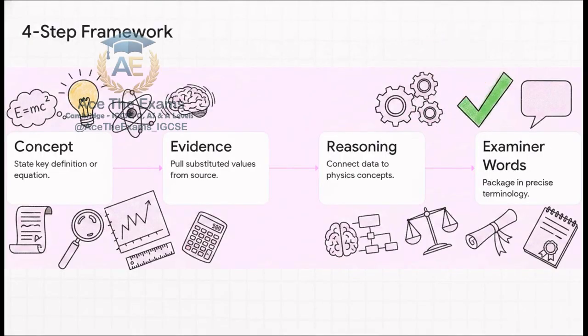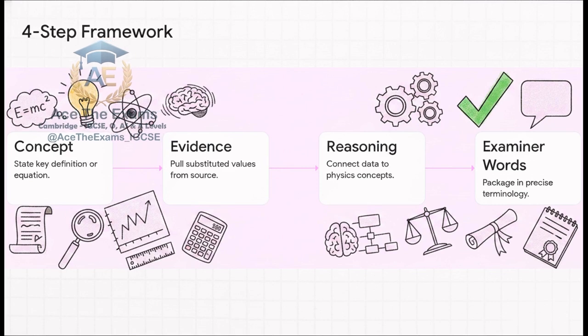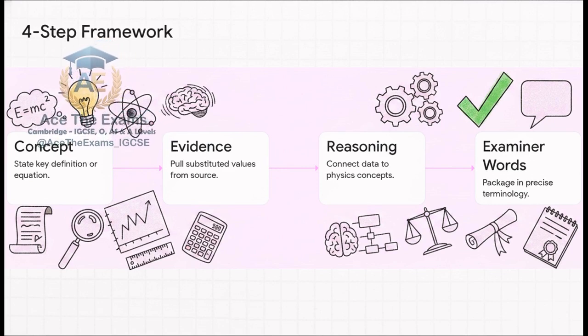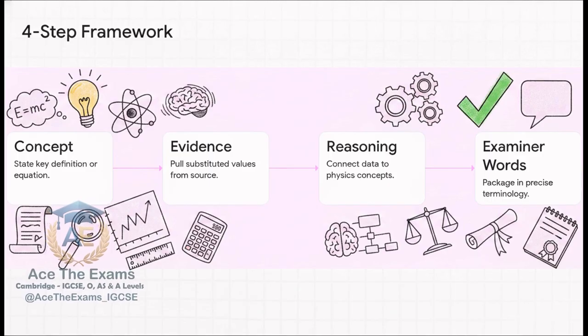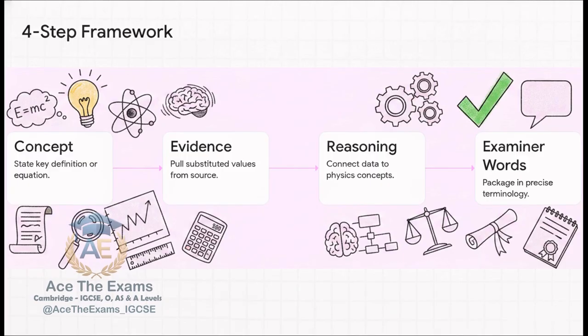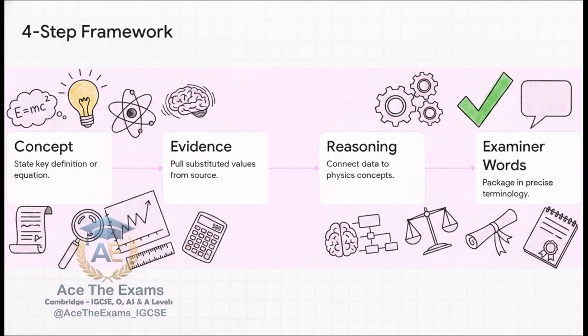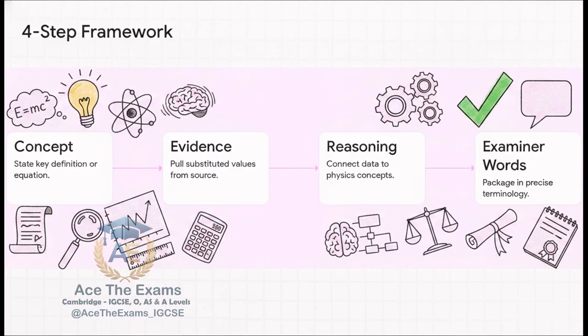To bridge that massive gap between a failing grade and top marks, you need this quick win framework. It's totally foolproof. Step 1 is concept. State the key definition, law, or equation right out of the gate. Step 2 is evidence or data. Pull the exact substituted values from your data table. Step 3 is scientific reasoning. Logically connect your specific data to the physics concept. And finally, step 4 is examiner wording. Package that entire thought into the precise terminology the grader needs to tick their box.